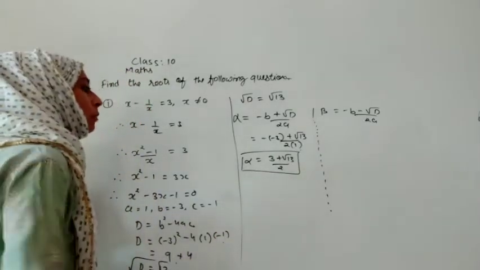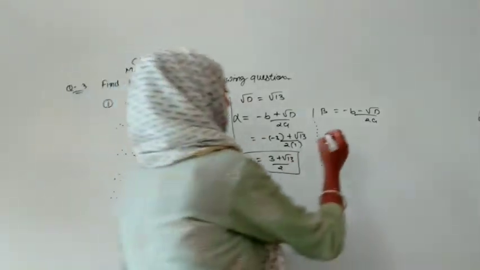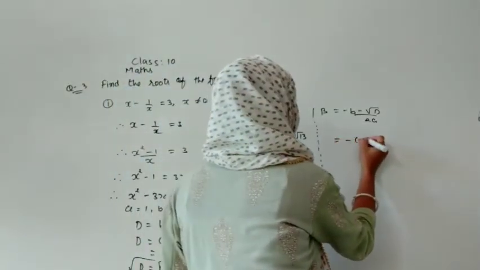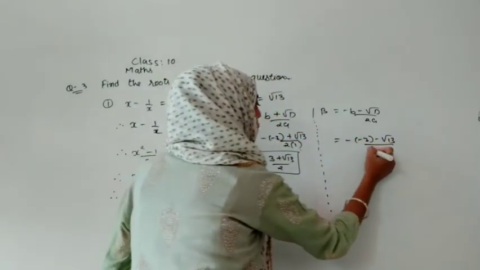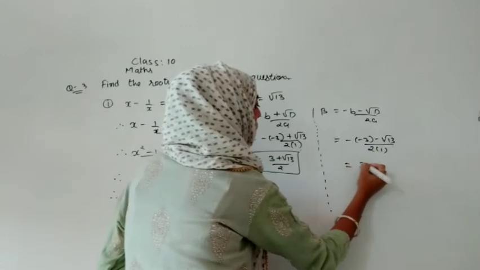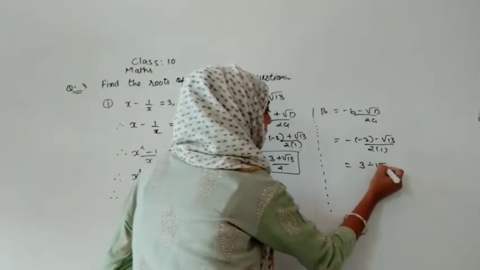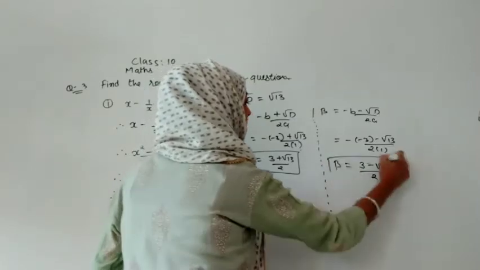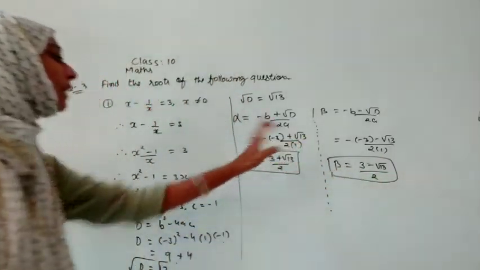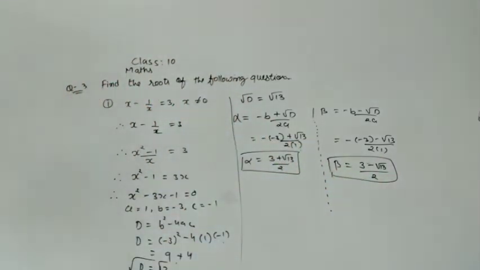We can't solve it more because it is in under root. Here we will find beta, that is 3 minus under root 13 over 2 ones are 2. No more change will be there in the answer. The only change you can find is of sign. Here is plus and there will be minus. So this is the introduction of how we can solve this kind of question.